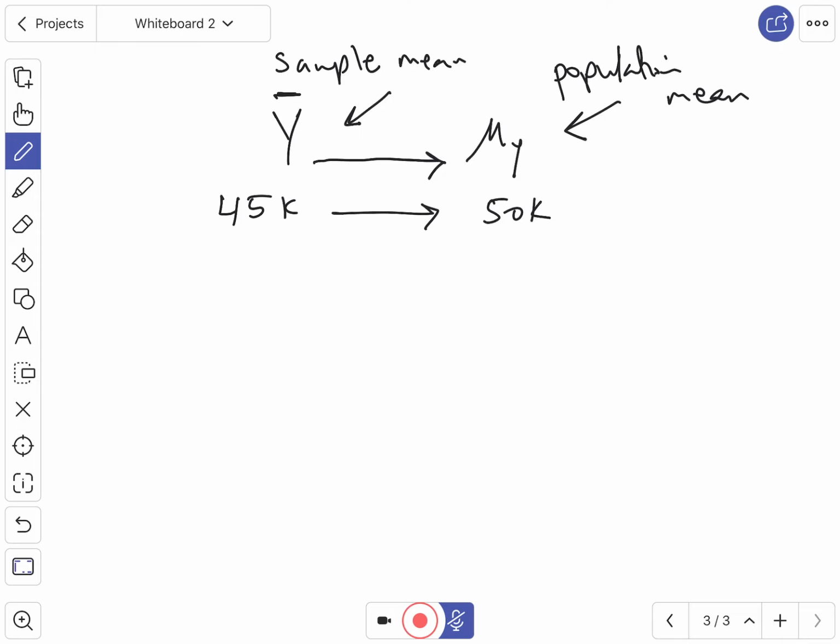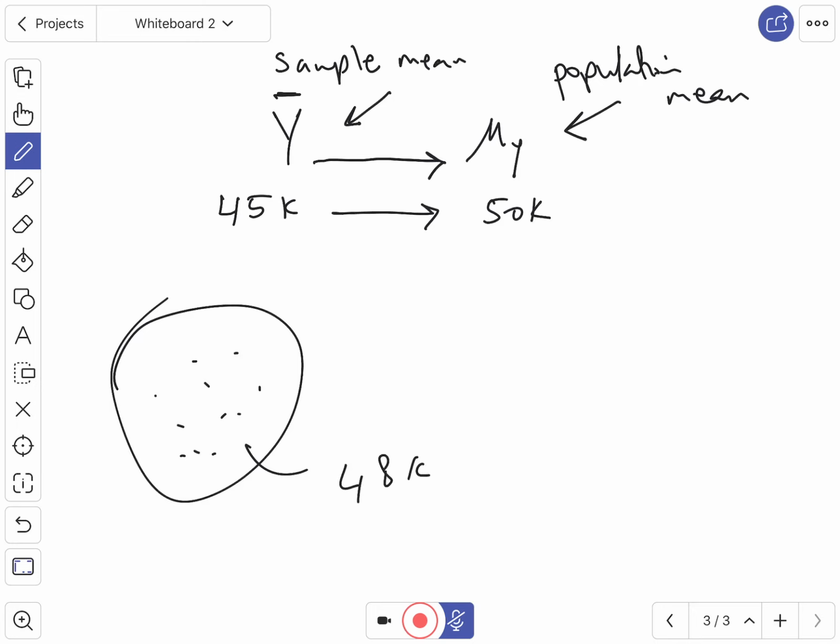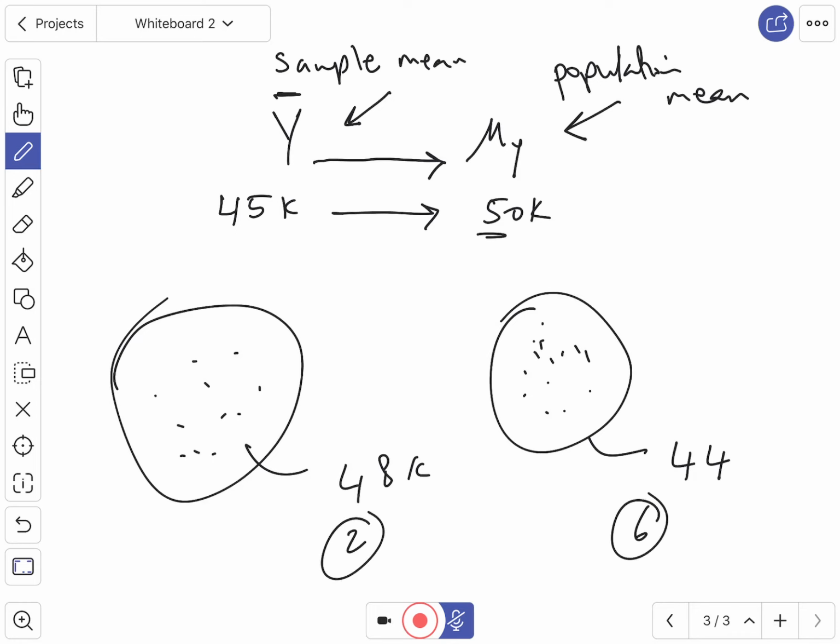Because from Google, we think that those are supposed to be 50K, so there is a gap of 5K. Can I get another sample of another 50 students and ask them how much you get? Probably those are going to tell me 48K. Can I repeat it again? I get another 50 students and ask them how much you earn? Probably it's even worse, 44K. So the gap here is 6. The gap here is going to be 2. So this is the best estimator out of the 3.